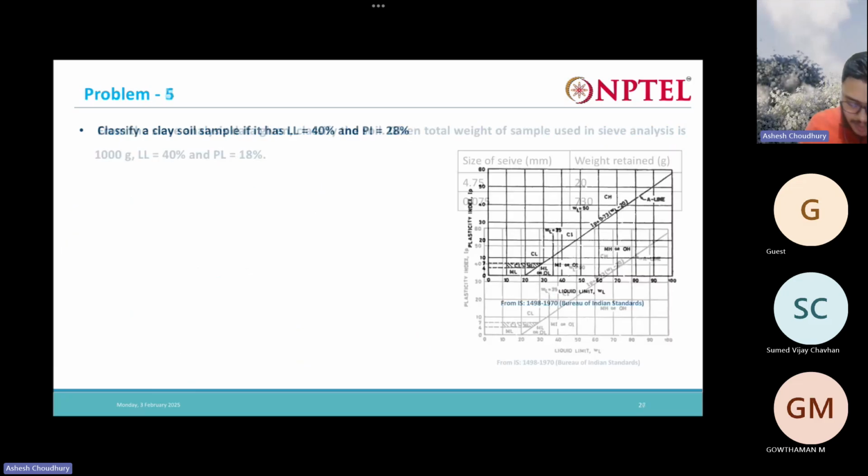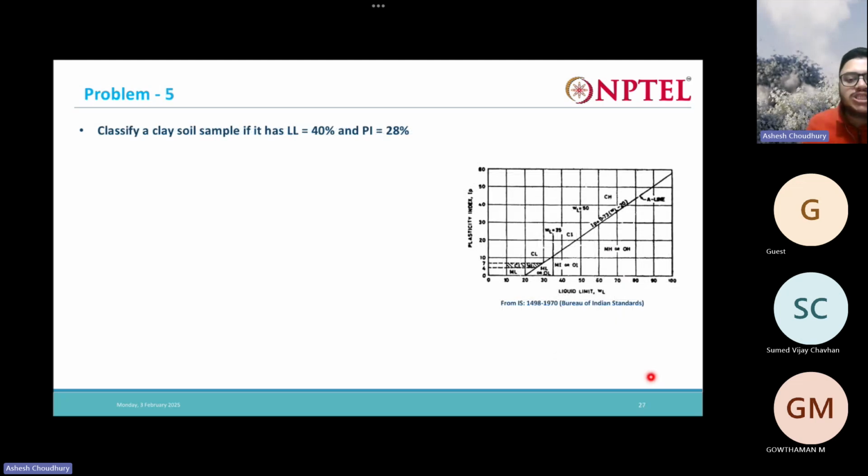Now next, similar problem. Classify a clay soil. It's already given in the question that the soil is clay. That means the prefix is already decided, clay. The suffix you need to decide. Tell me what is going to be the suffix of this clay soil.